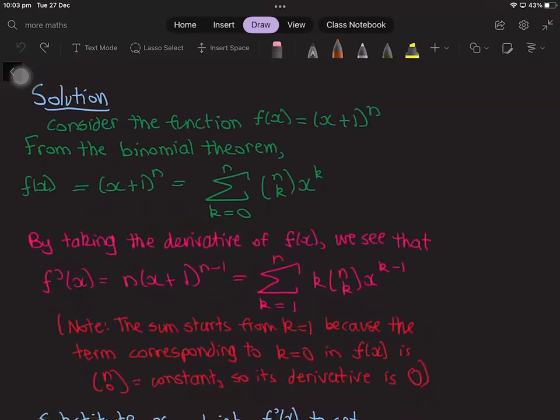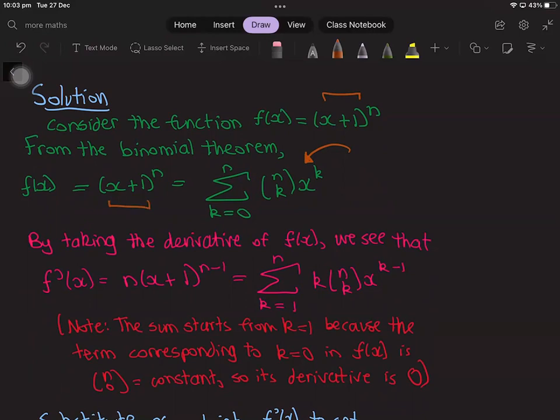So we will consider the function f of x equals (x + 1)^n. And we'll do something interesting with this function. We can expand out (x + 1)^n and apply the binomial theorem. When we apply the binomial theorem, we get the sum from k equals 0 to n of n choose k times x^k. So this is the binomial expansion of f of x.